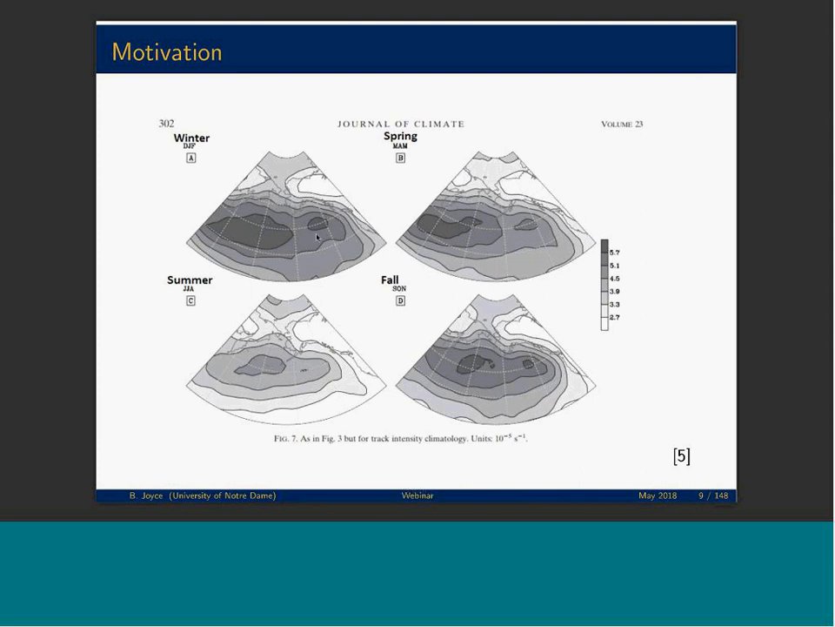This is the same figure, but for the intensity of those storms. You can see in the winter and the fall, those storms are stronger than in the summer. So in wintertime and late fall, when you have sea ice present in the Bering Sea and on the coast of Alaska, you have much more and much stronger storms.